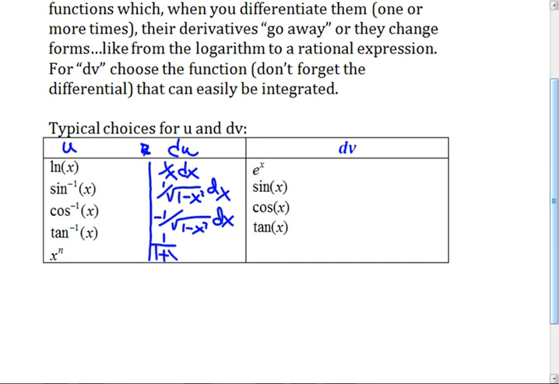So you have this in front of you now. And then the derivative of x to the n becomes n x to the n minus 1. It's going to go away if I differentiate it a number of times. The choices I use for dv are those that, if I integrate them, they don't really change form. If this is dv, then what's v? This is e to the x. If I differentiate that, that's not going to go away. It's not going to change form. I want it to change somehow.